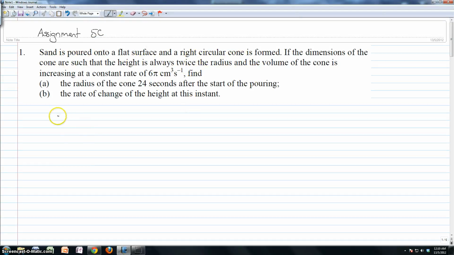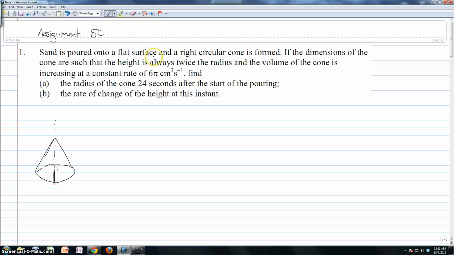cone is formed. So that means I'm dropping some sand and as it hits the ground, it's going to form a cone. And a right circular cone means firstly that it's got a circular base and that the apex of the cone, the very highest point, is directly above the center of the circle, so that it's going to form a right angle.